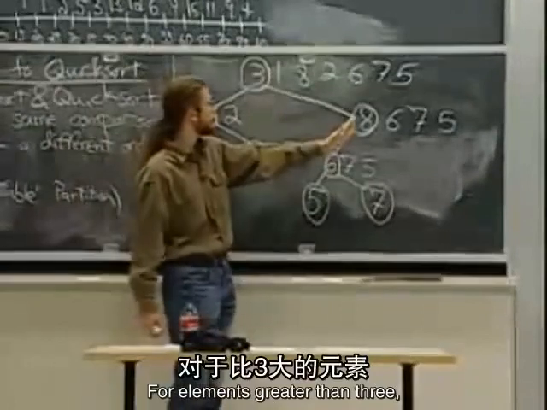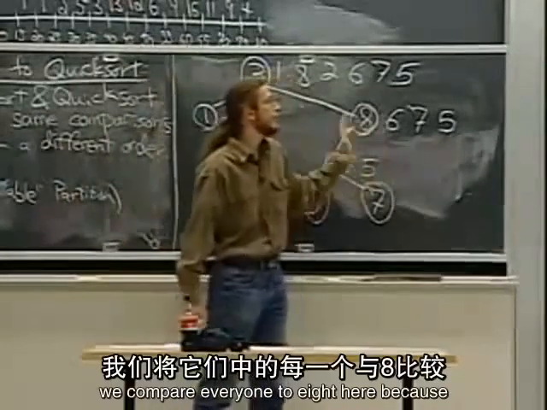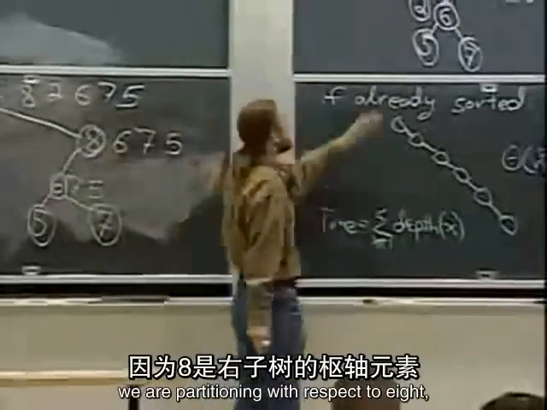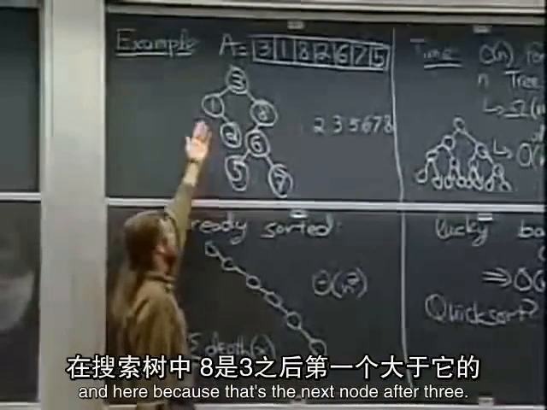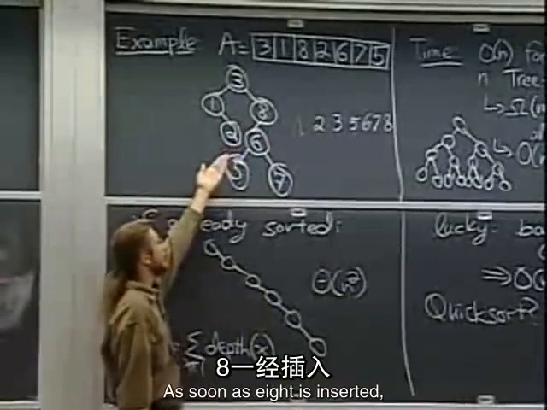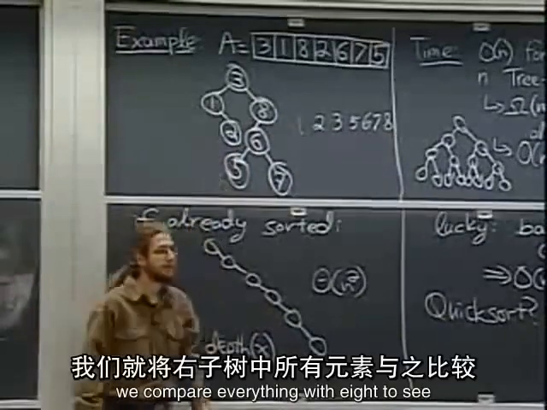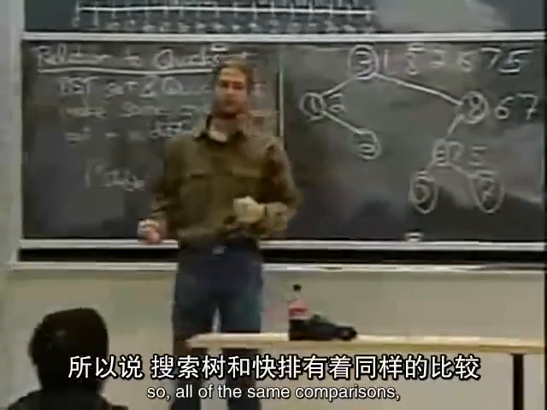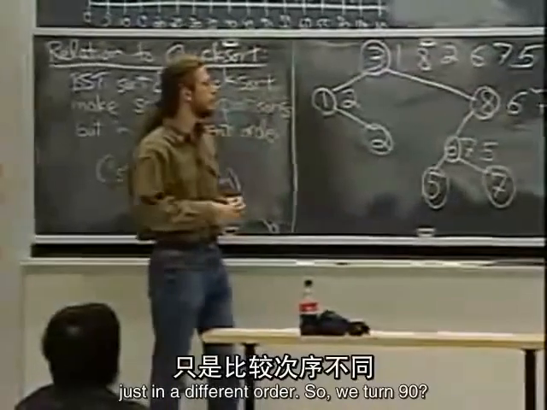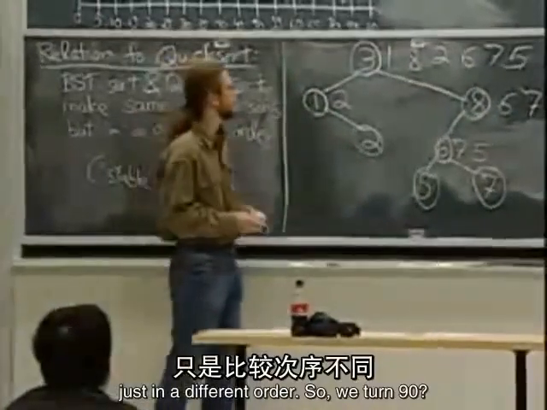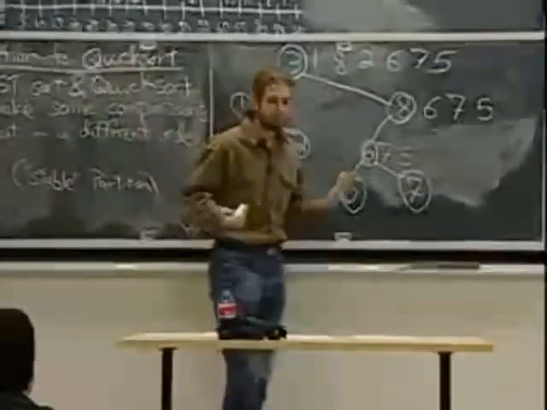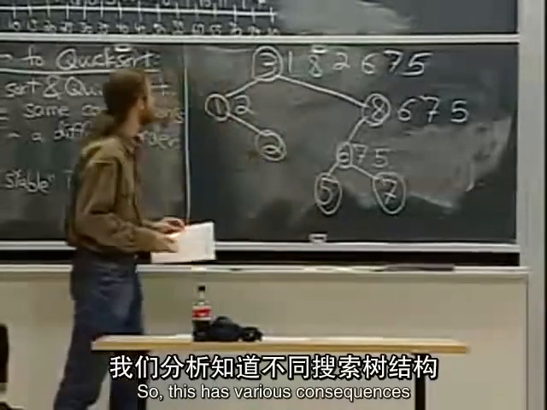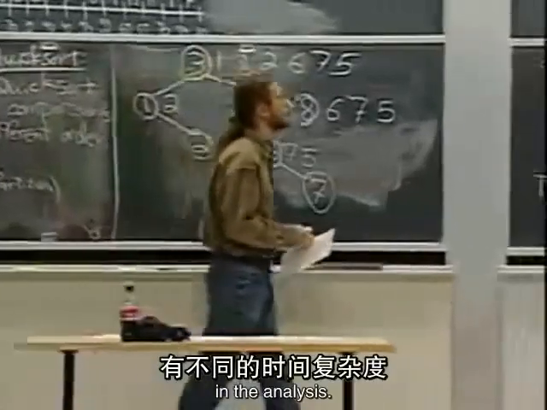For elements greater than 3, we compare every one to 8, because we're partitioning with respect to 8. Here, because that's the next node after 3, as soon as 8 is inserted, we compare everything with 8 to see, in fact, that it's less than 8, and so on. So all the same comparisons, just in a different order, sort of turned 90 degrees. Kind of cool. So this has various consequences in the analysis.